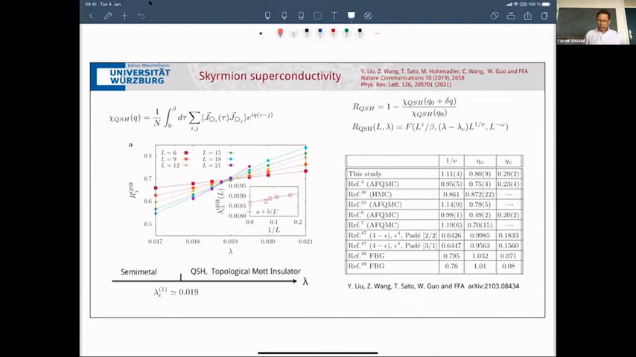I won't talk too much about this, but basically one very efficient way of getting the transition is to compute this. We have an order parameter, the susceptibility of the order parameter, and we can define a correlation ratio. And this correlation ratio is a renormalization group invariant quantity, right? So if you have no corrections to scaling, it has a crossing at lambda equals lambda c. So these are the results, right?